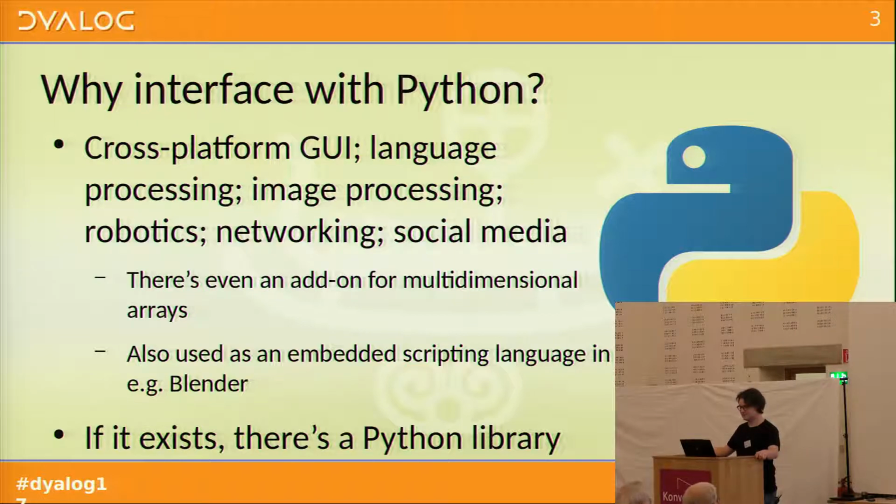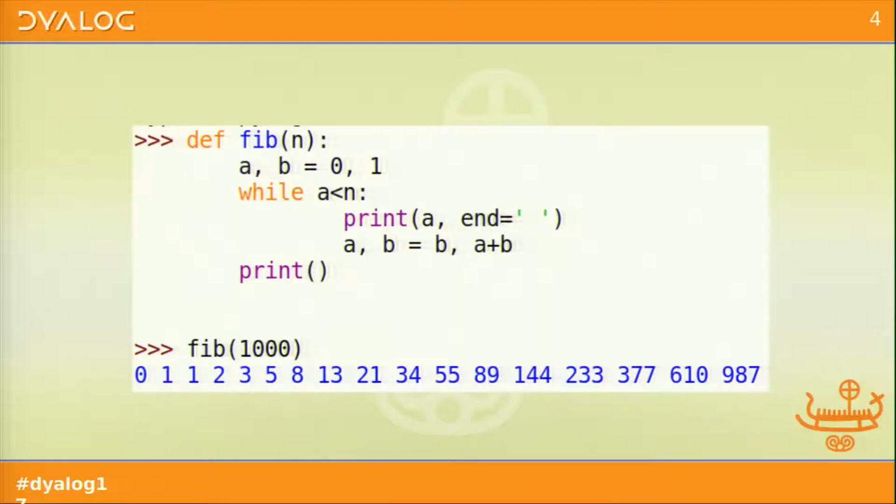On top of that, Python is also used as an embedded scripting language in, for example, Blender, which is a 3D modeling tool. So basically, if it can be done, it can be done with Python, and if it can be done with Python, you could also do it using APL. Funnily enough, there's even an add-on for Python that can do multi-dimensional arrays. I'm not going to show it, but this is for the people who don't know Python very well. Otherwise, it's a rather traditional language.